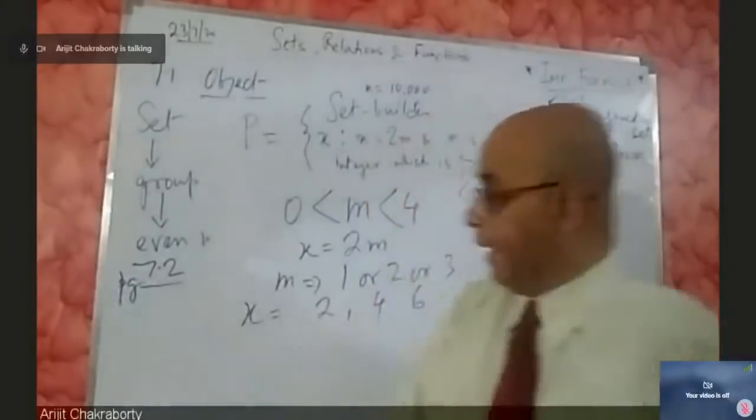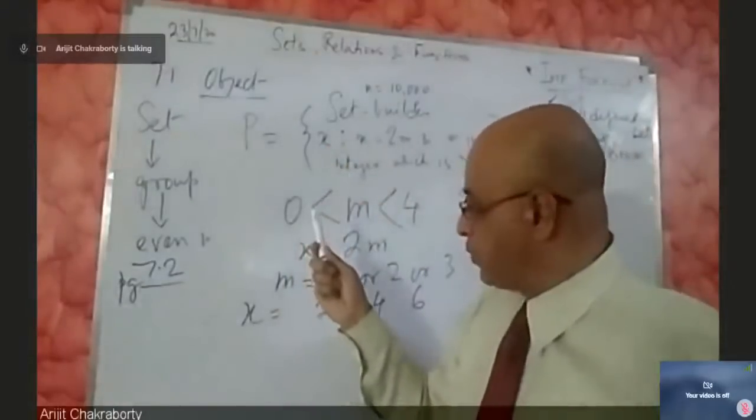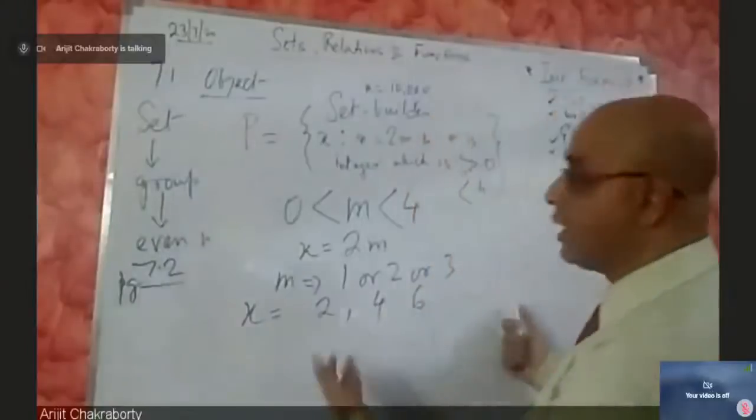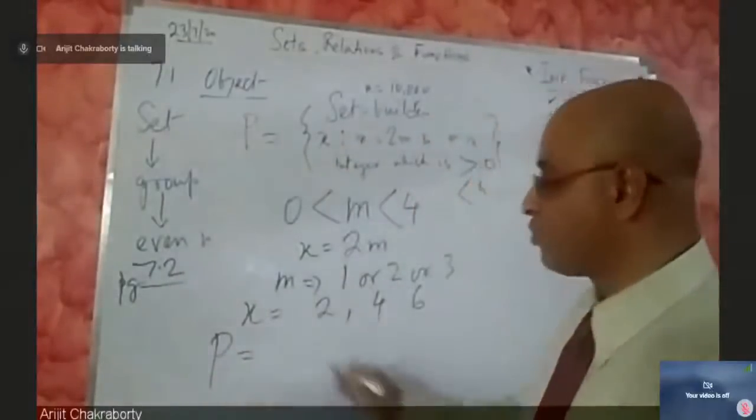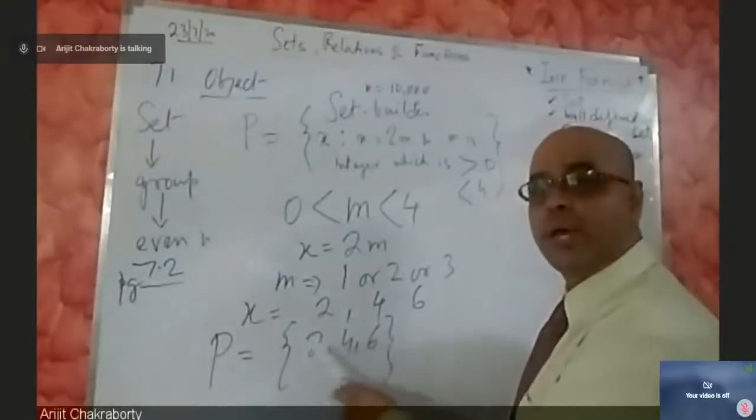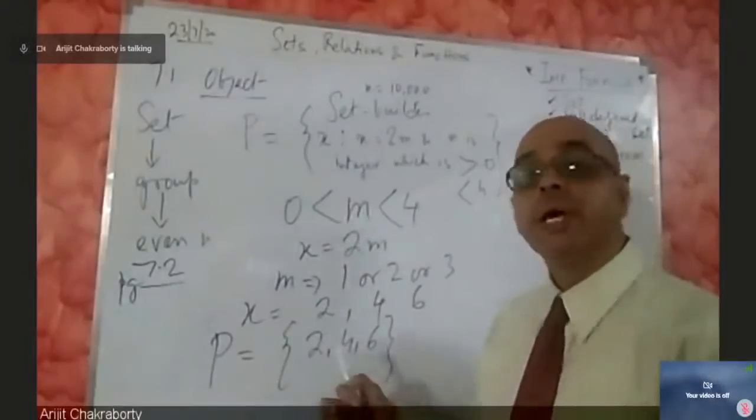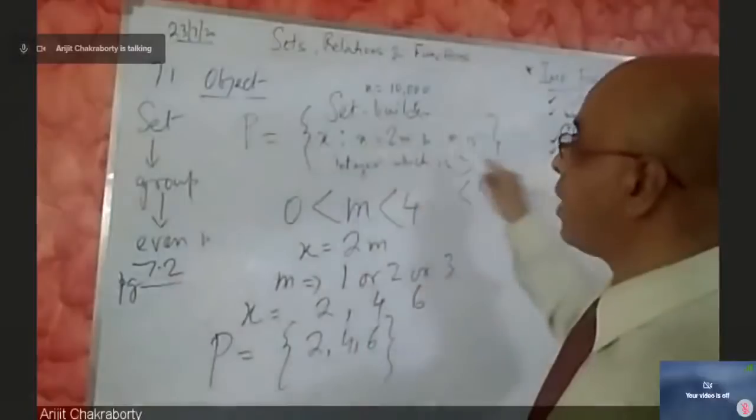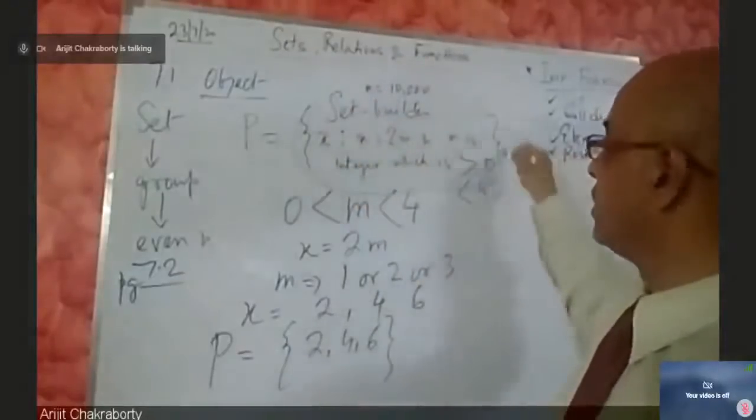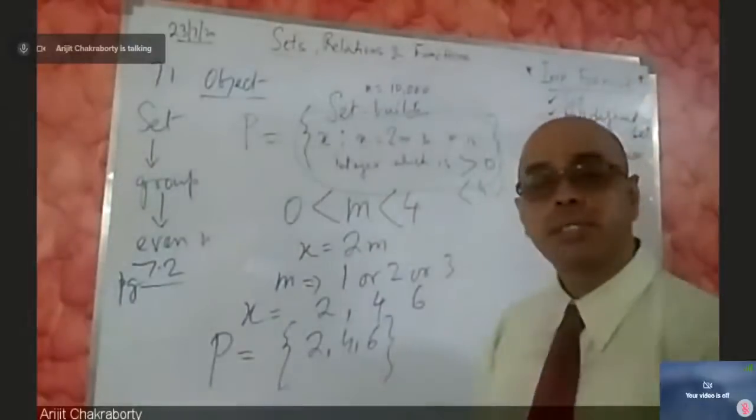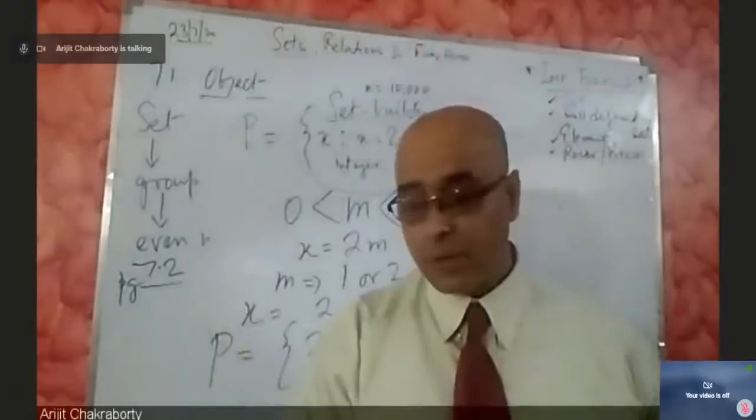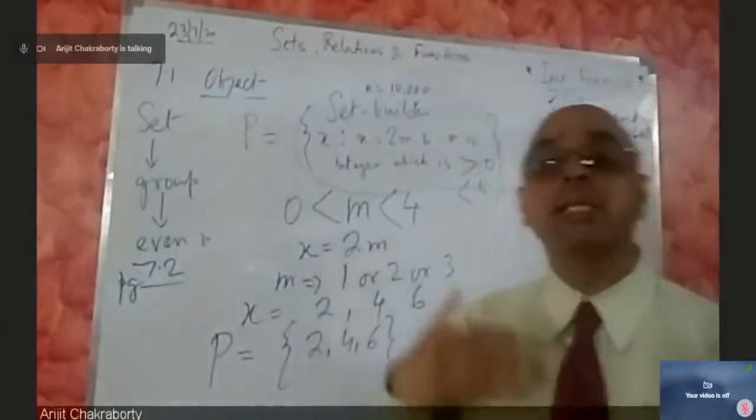If I change this set builder form into roster form or braces form, then I'll write that set P comprises the numbers 2, 4 and 6. This will be the equivalent of this. So this entire part, the way I've written it, is the set builder method, and what you see here is the roster method, roster form or braces form. So this is the difference between them. Sometimes the set builder method is also known as the algebraic method.